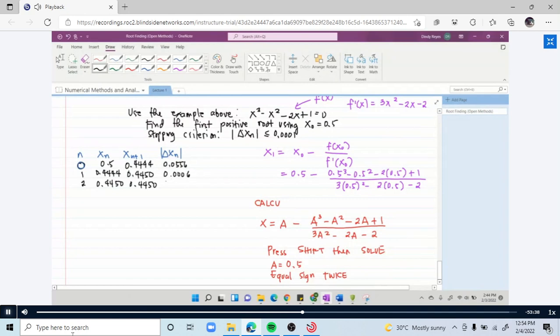quicker, no, ang convergence dito. So ito 0.0000. So we already have satisfied the criteria. Stopping the iteration. Okay? So mas mabilis ang solution using Newton-Raphson. Yan na yun. Ito na agad.